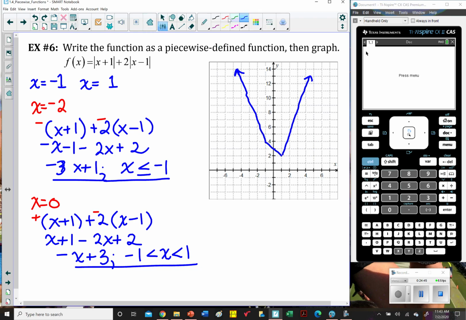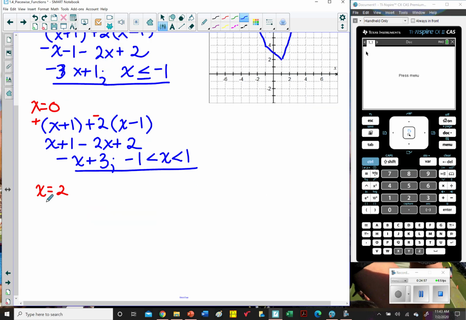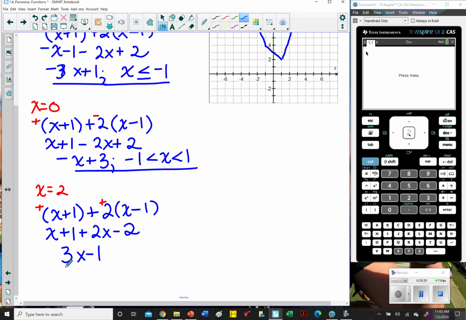And then this is going to be our last one. If we test x equals 2, since 2 is bigger than 1, we can test 2 into the expression x plus 1 plus the quantity 2 times x minus 1. In both cases, if you try 2 into that expression and this expression, they're going to be positive. So distributing a positive and collecting like terms, we get 3x minus 1 for the third subdomain, and that's everything greater than or equal to 1.